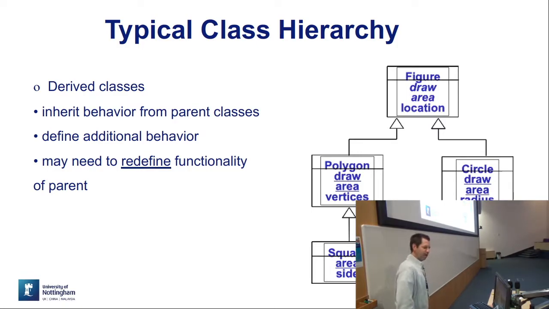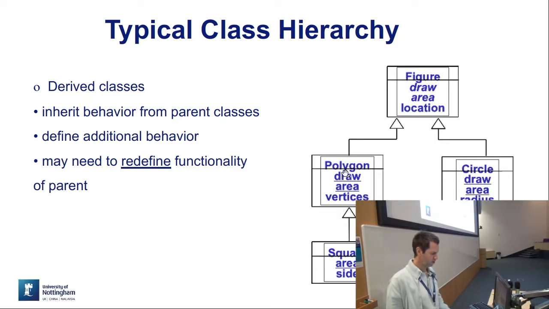Here's a typical class hierarchy, and we're going to have a special lecture just on hierarchies. Remember, this is an overview. So a typical class hierarchy involves a parent class, like figure, for example, and then child classes inherit the behavior of the parent classes. Polygon is a special kind of figure. Circle is a special kind of figure. Square is a special kind of polygon.